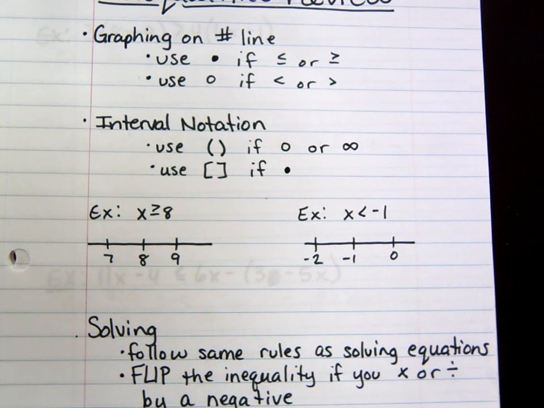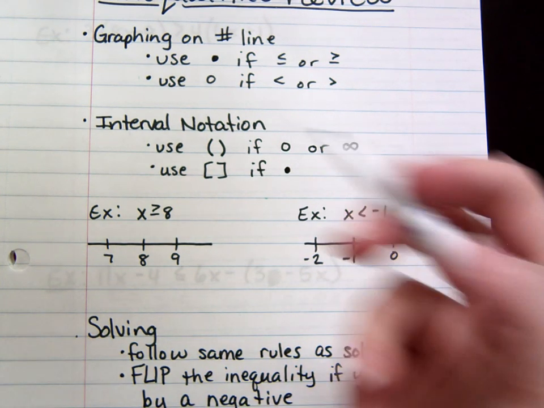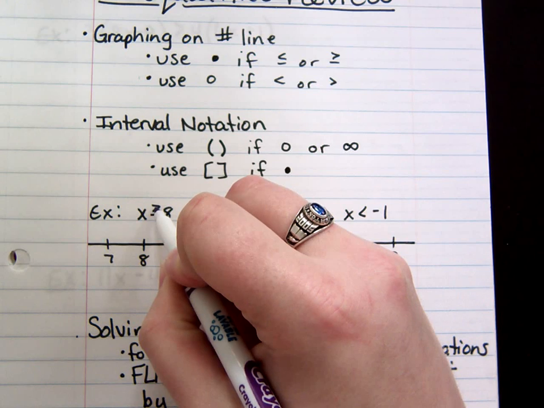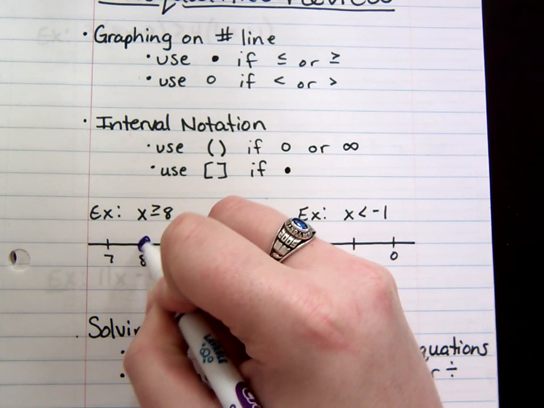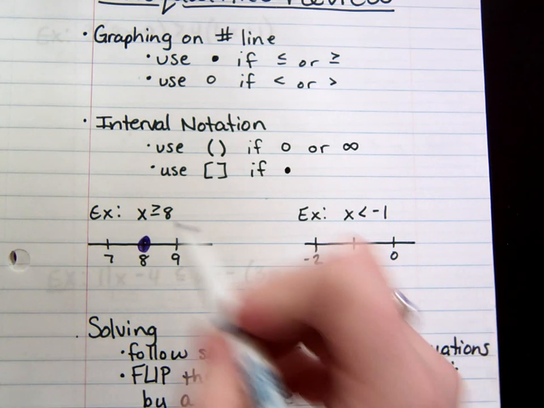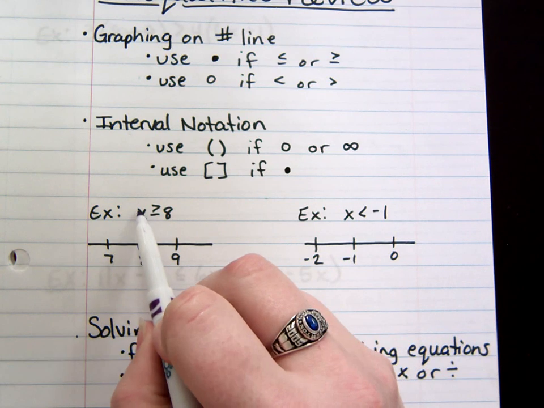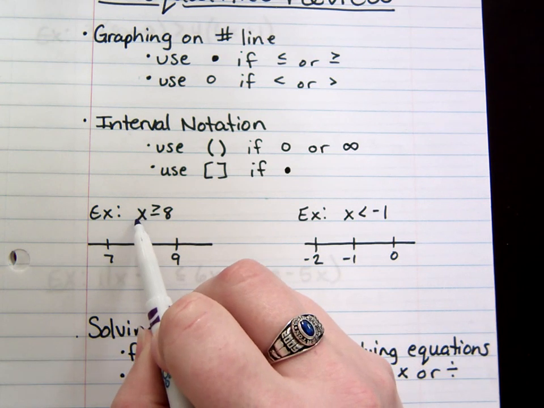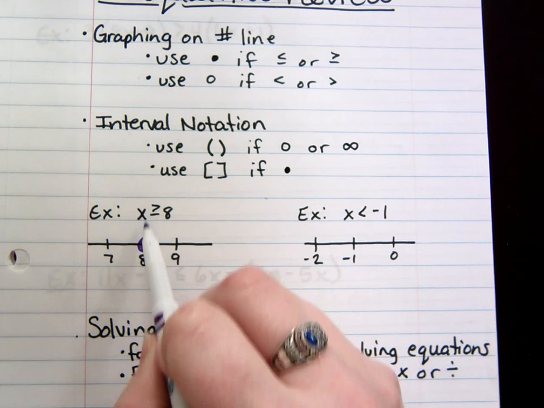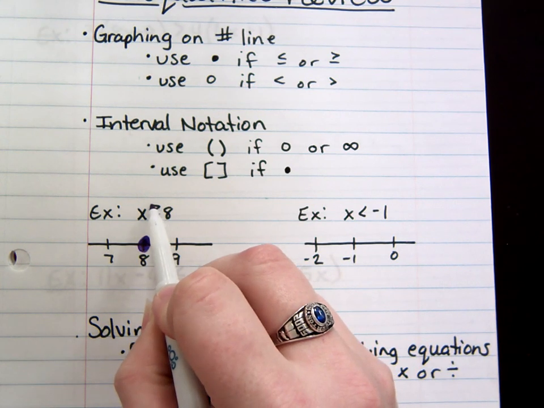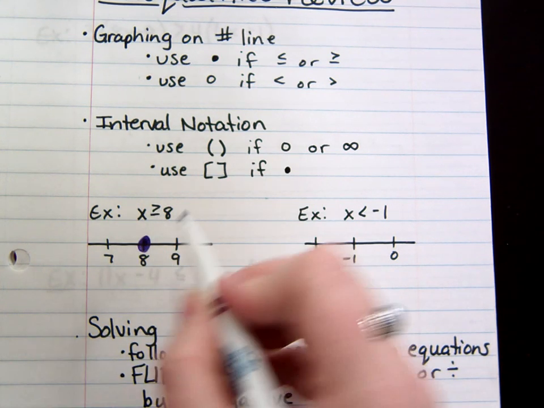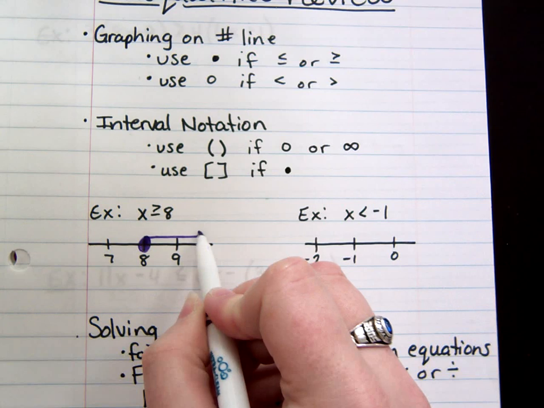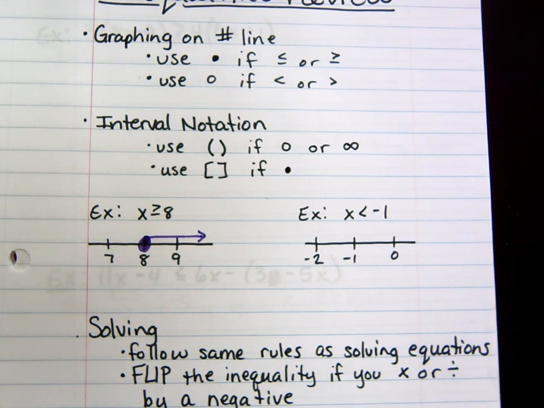So for example, x is greater than or equal to 8. Greater than or equal to means I have a closed dot. And a little trick, if your variable is on the left side of your inequality, your arrow will follow the same direction as your inequality, but only if your variable is on the left.